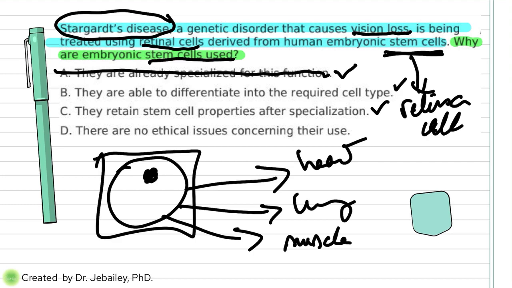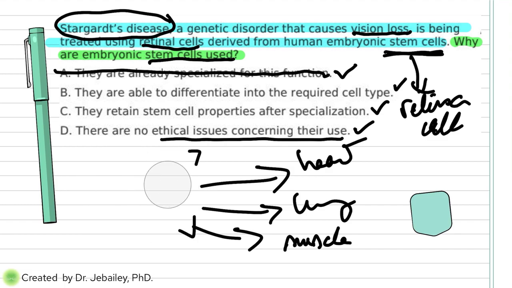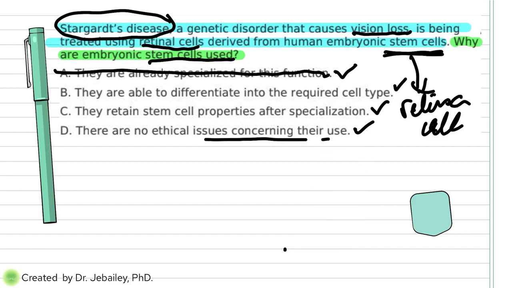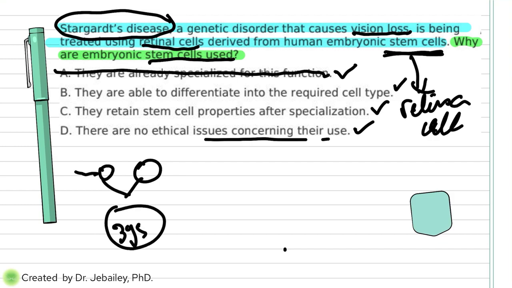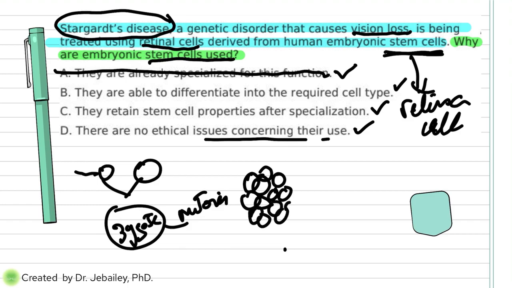There are no ethical issues concerning... Oh, there is. Because if you take some of the stem cells of a fetus or an embryo, you destroy the baby. You cannot do this. If you want to recap, where do you get the stem cells? When you have the sperm and the egg and they come together, they become a zygote, right? And then this goes through mitosis. And when it goes through mitosis, you start having so many of these cells. All of these cells that I'm drawing right now are stem cells.